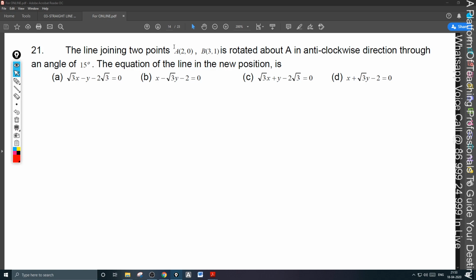The line joining the points A(2, 0) and B(3, 1) is rotated about A in the anti-clockwise direction through an angle of 15 degrees. Find the equation of the line in the new position.